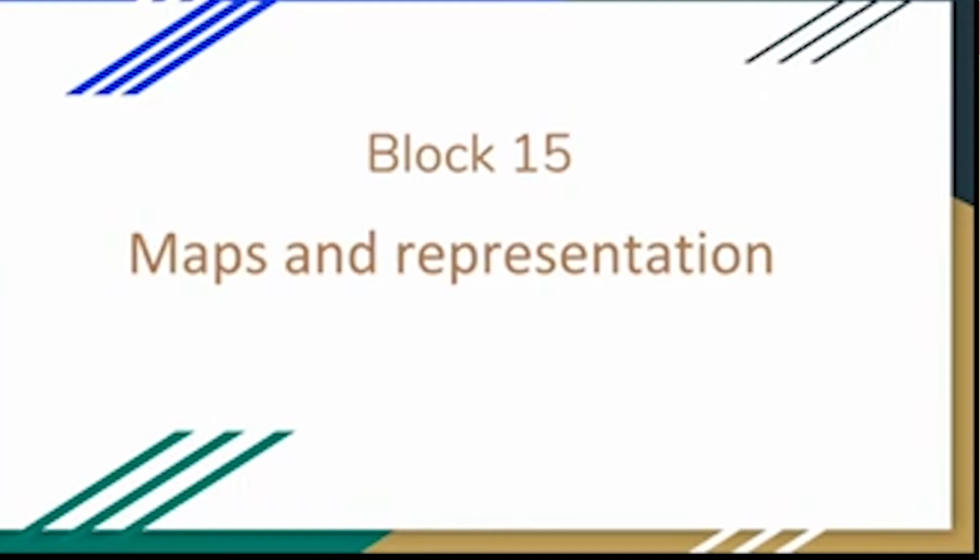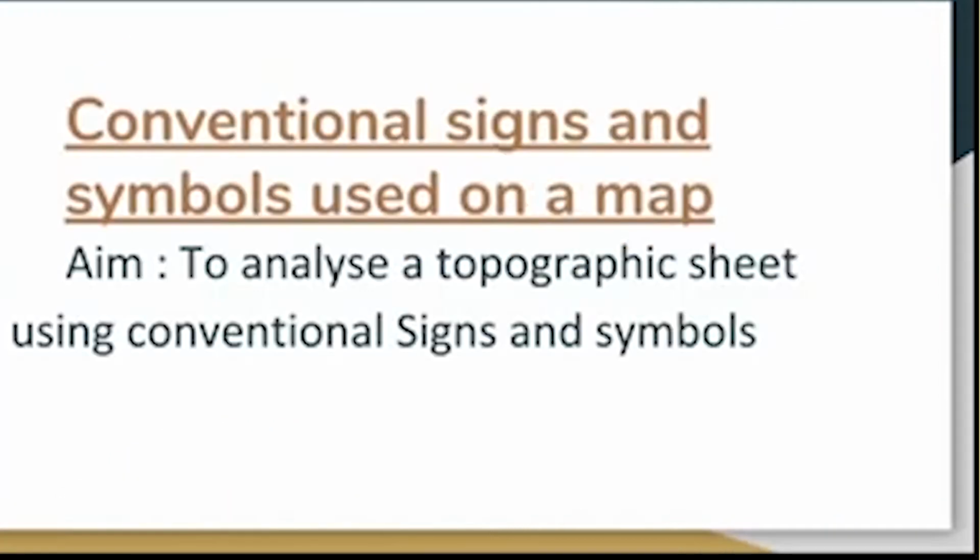In this block, we have learned about topographic maps, representation of physical features using colors, symbols, and various types of scales. You also have learned to calculate distance using the scale on a map. So, what is today's aim? Today's aim is to analyze a topographic sheet using conventional signs and symbols.